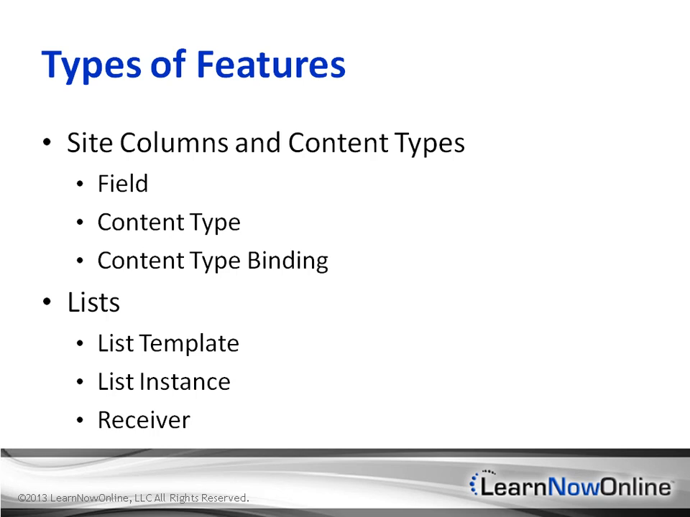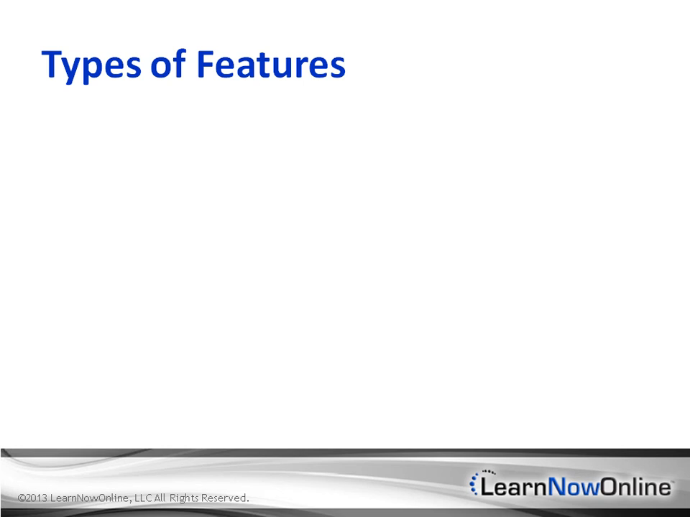When you create a list through a feature, you can also define a receiver for that list. So there are different types of event receivers on the list. And as you're provisioning lists, not just provisioning the schema, you can also provision some sample data in the list if you want.